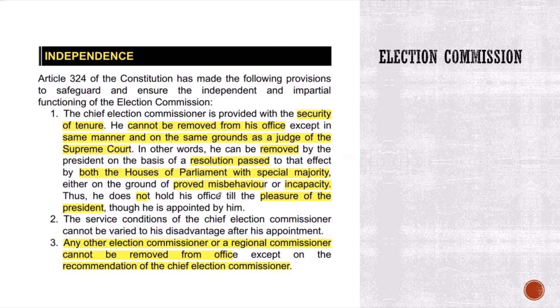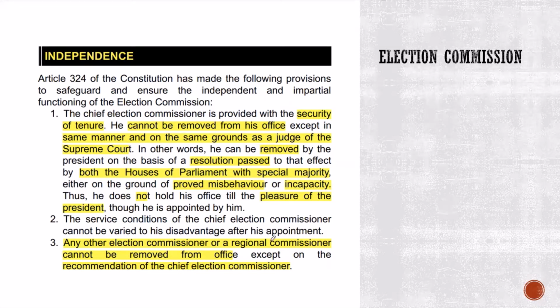Even if you're doing so, it has to be based on certain grounds, and that ground is proved misbehavior. So there has been some wrongdoing, some activity like that. If it can be sufficiently proven, then they can have this resolution passed by both houses of Parliament with a special majority, or incapacity. Maybe that person is starting to lose his mind, there is some dementia, Alzheimer's, something of that nature, that incapacitates that person from his or her ability to deliver what they're supposed to.